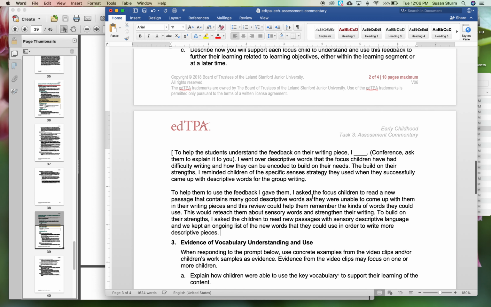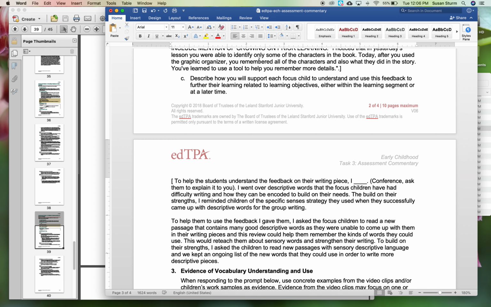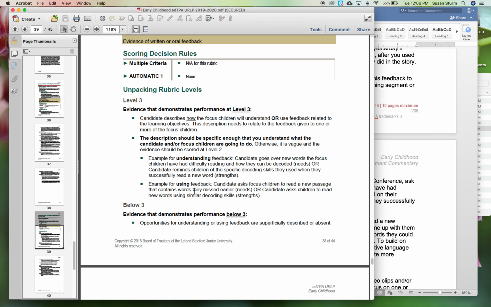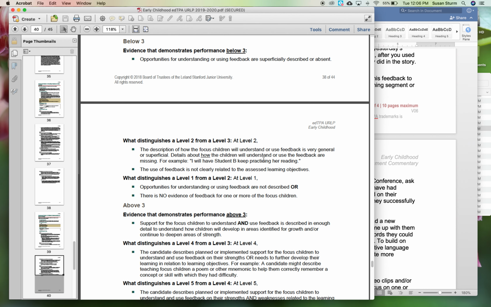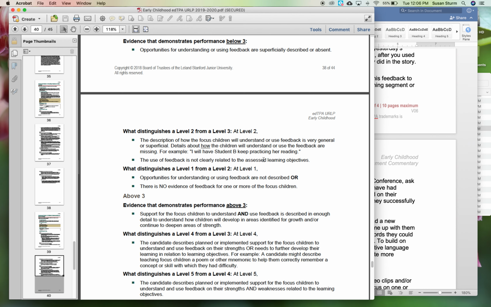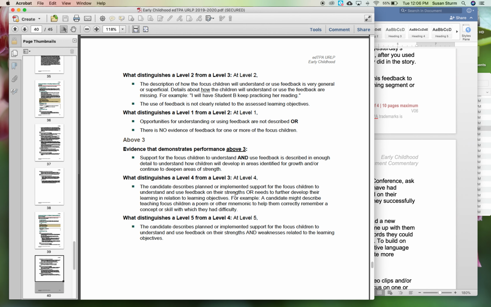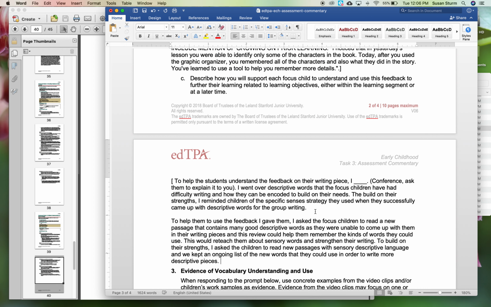I'm not sure if you've got to be super specific to your focused children. Describe how you will support each focused child. So you're supposed to do this for each focused child. That is shenanigans. Planned or implemented support. Yeah, so that's got to be repeated to help revise focus student number 1.